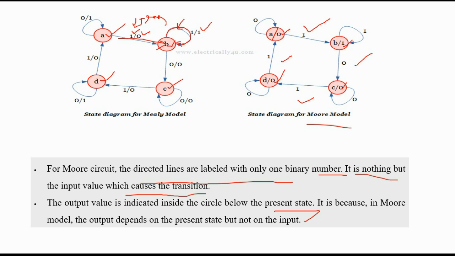So now you have understood what a state diagram is. This entire diagram we can call a state diagram. This is also a state diagram, but the models are different. The first one is the Mealy model and the second one is the Moore model.